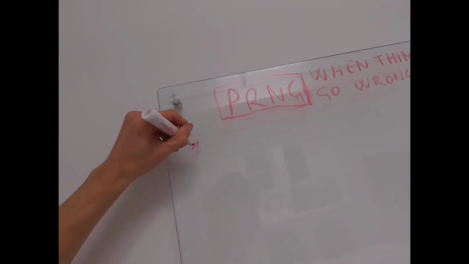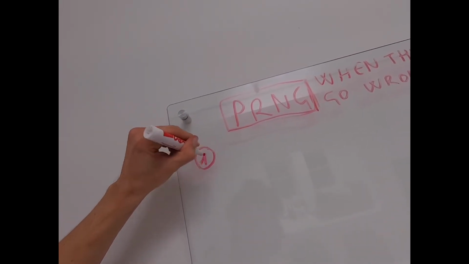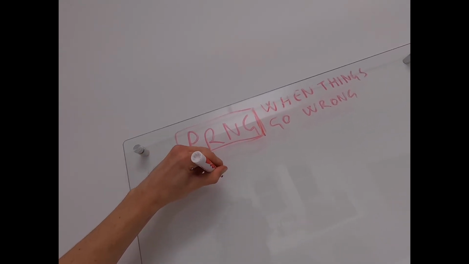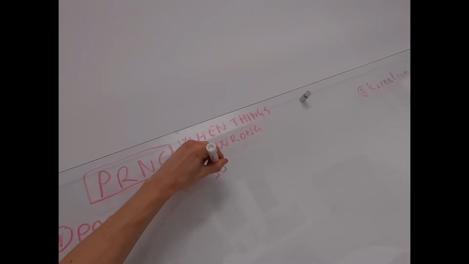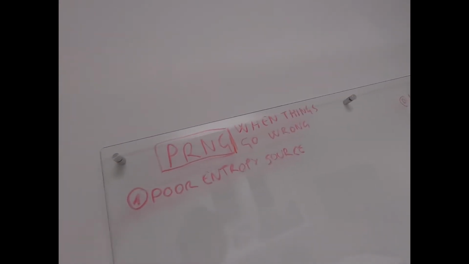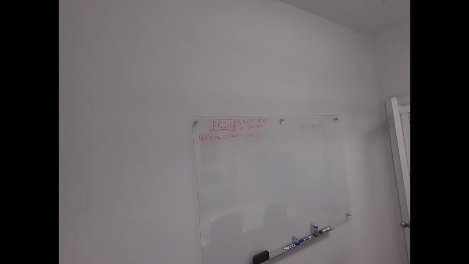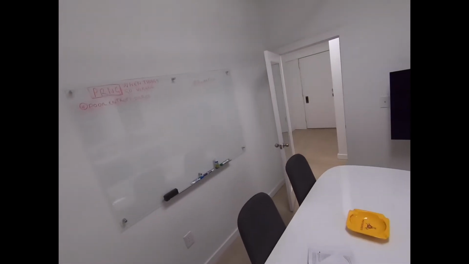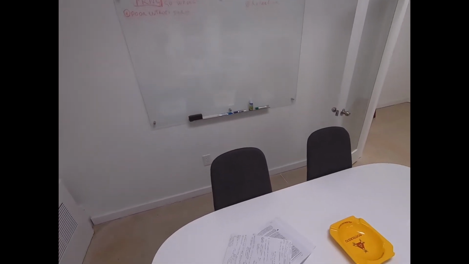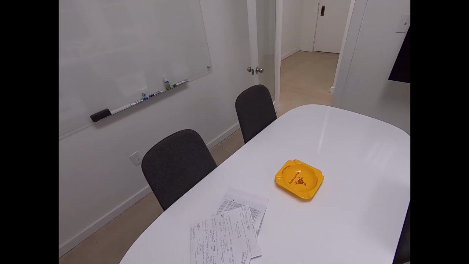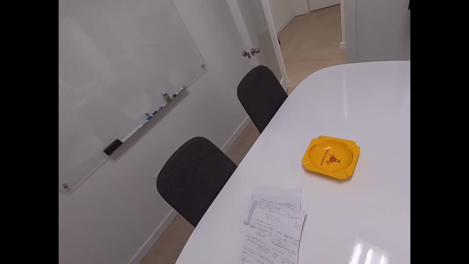So number one is things can go wrong when you have a poor entropy source. Okay? Makes sense, right? If we don't have a good entropy source, then we're gonna end up with a weak pseudo-random number generator, and so attackers will be able to exploit this flaw to guess the next random number, so de-randomize the process.